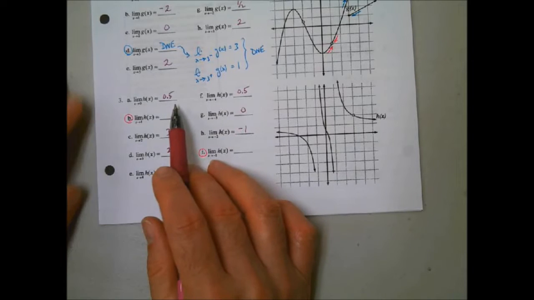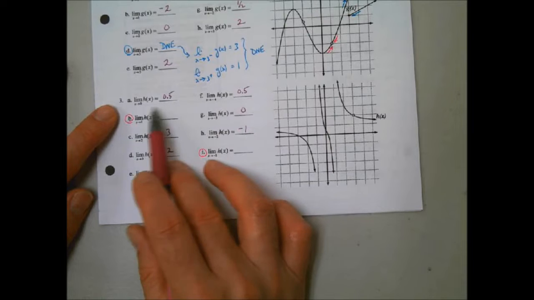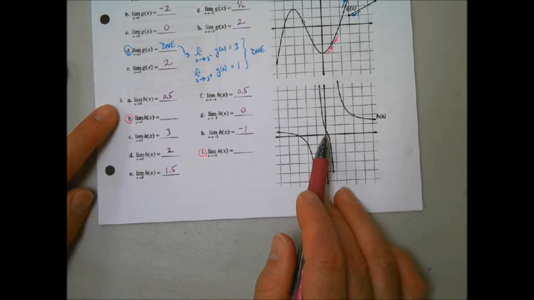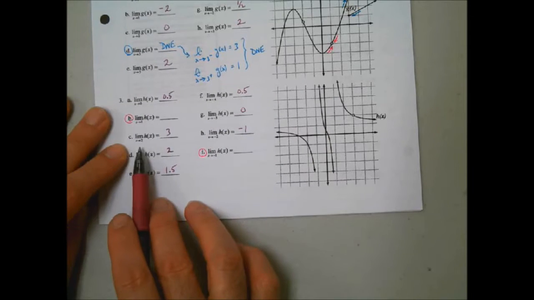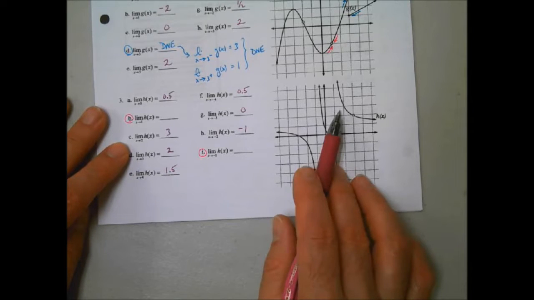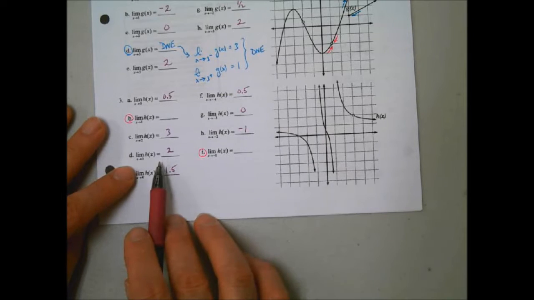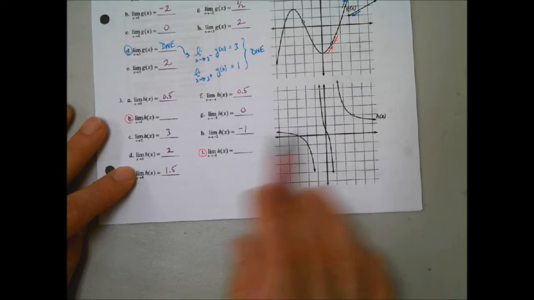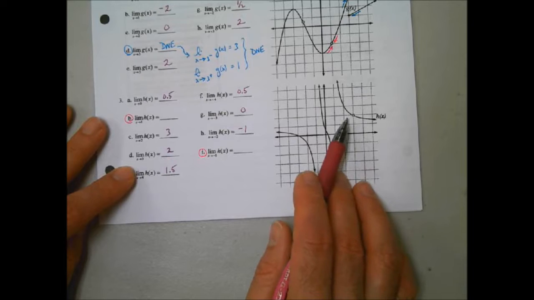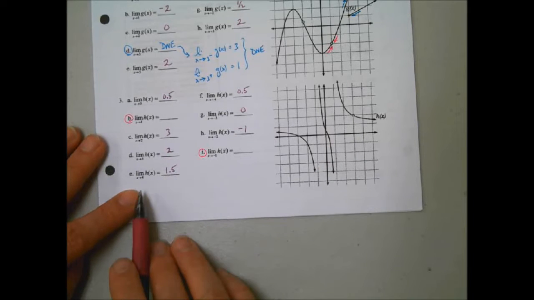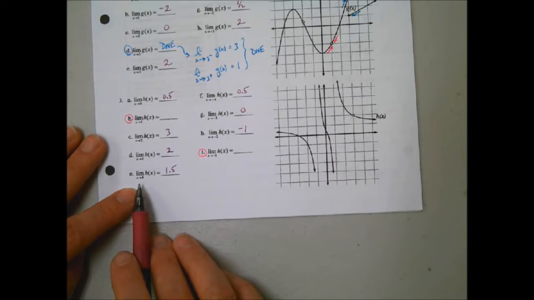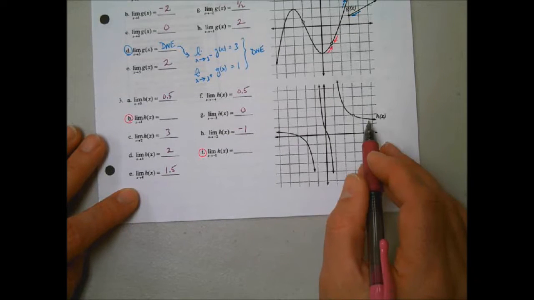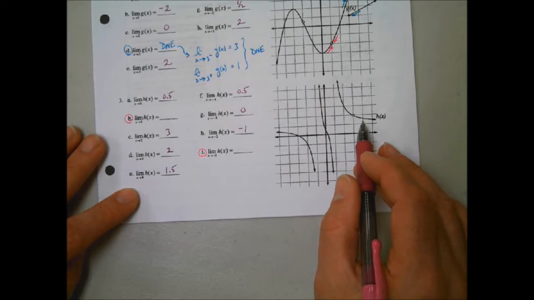Okay, so checking those answers, the limit as x approaches 0 is about 0.5. The limit as x approaches 2 is 3. The limit as x approaches 3 is 2. Yes, I know there's a hole there, but we talked about that on the last one. The left-hand limit and the right-hand limit both agree at 2. And the limit as x approaches 4 is about 1.5.